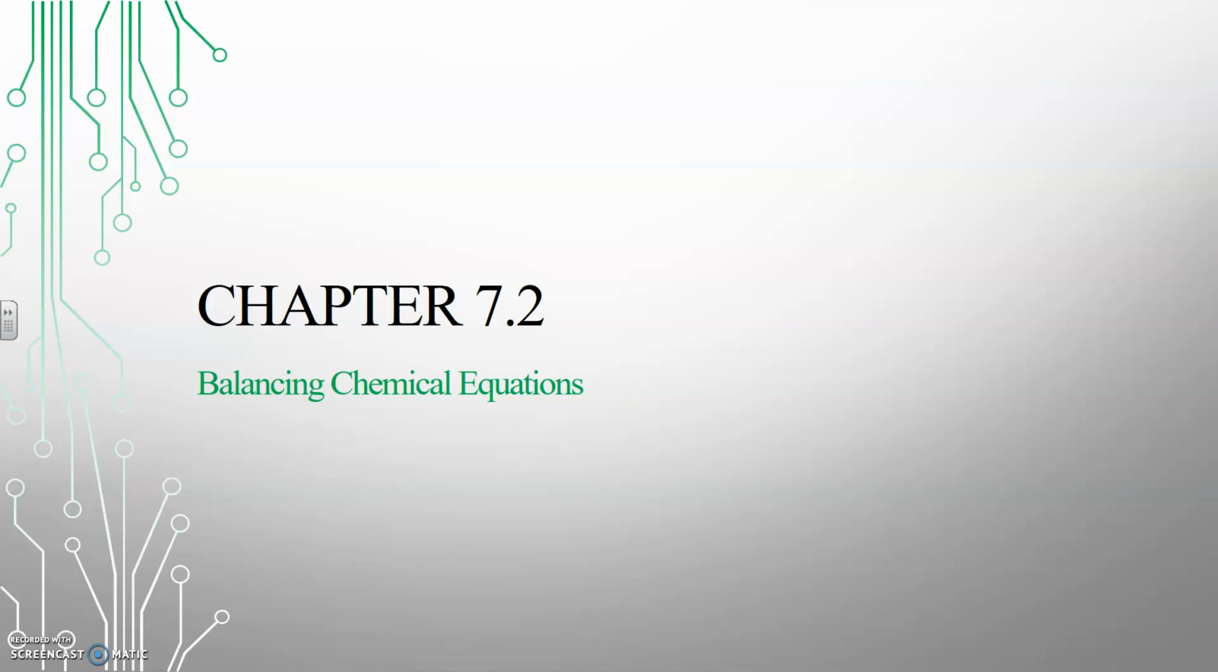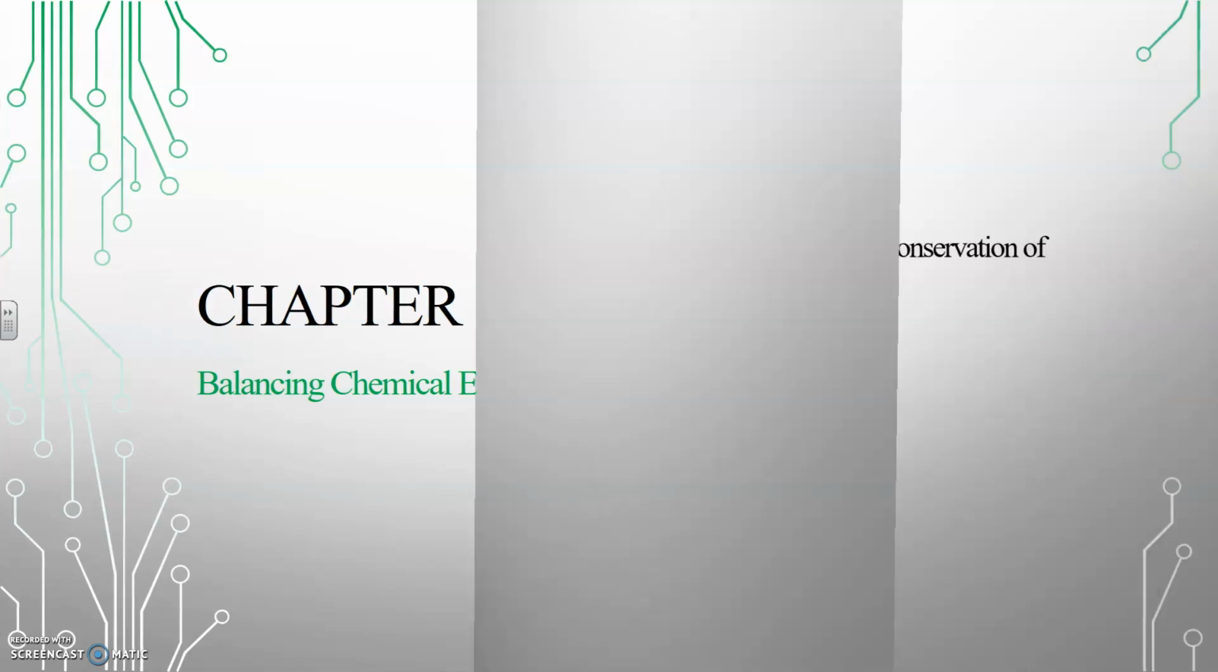In this section, we're going to be talking about balancing chemical equations. So in the last section, we talked about the different types of chemical reactions that you'll see. Now we're going to talk about making sure that both sides are basically equal to each other.